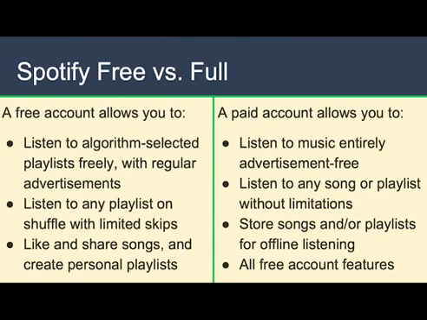Before we jump into the next thing, I do want to go over what the algorithm selected playlists are. Basically, when you listen to music on Spotify, it will take into account the kinds of music you're listening to and the artists you're listening to, and it will suggest new music based on what you've been listening to. So this is a great way to find new artists that you might like.